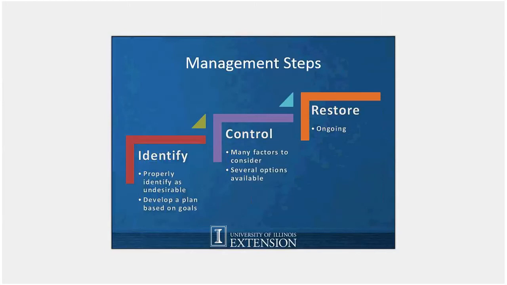So what we're going to talk about, and what we've already covered, is first of all, what Kari and Andrew talked about was properly identifying the undesirable plants. So identification is the first step whenever we're talking about managing our properties and controlling invasive species. After you identify the plant, you develop a goal or a plan, based upon goals that you have.